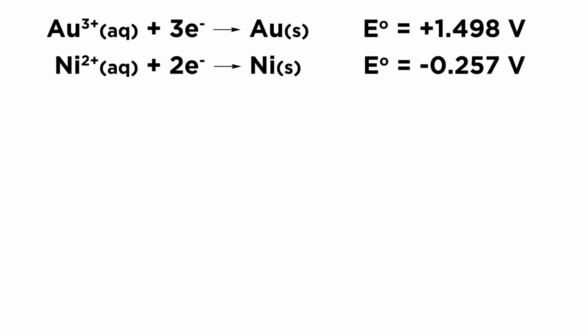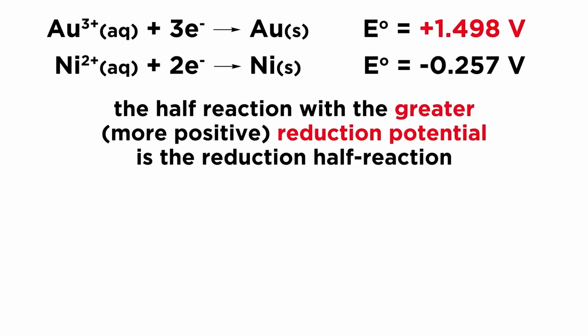We can simply refer to their standard reduction potentials. Gold has a positive value for this, which means that it is a favorable process, while nickel has a negative value for its standard reduction potential, which means that it is less favorable.